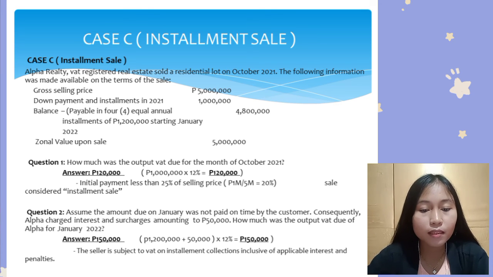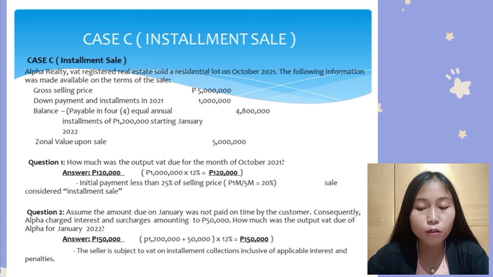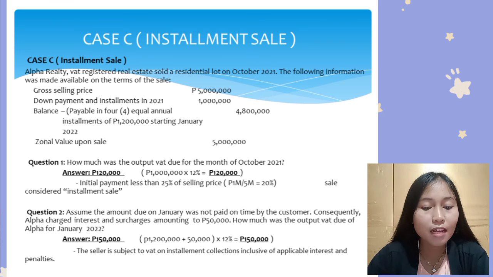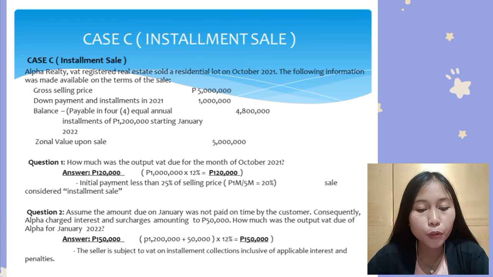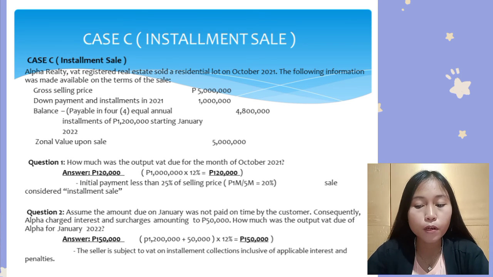Again, the 1 million pesos is the down payment installment in 2021. The initial payment is not more than 25% of the selling price. To get the percentage, 1,000,000 pesos divided by the 5,000,000 pesos gross selling price results in 20%. So it is less than 25%, and the sale is considered an installment sale. Question number 2. Assume the amount due in January was not paid on time by the customer. Consequently, Alpha charged interest and surcharges amounting to 50,000 pesos. How much was the output value of Alpha for January 2022?